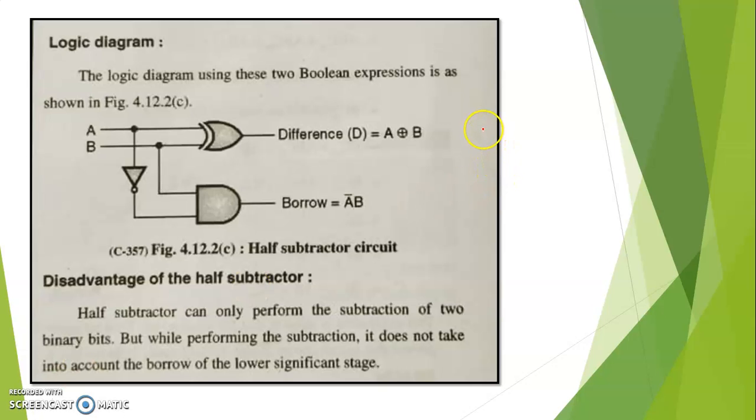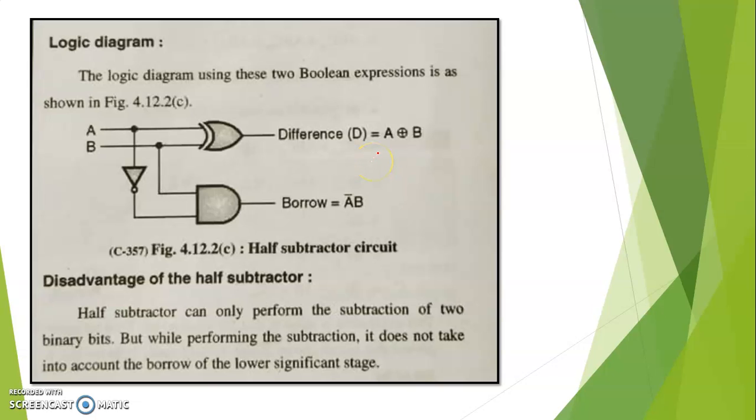Next is your logic diagram. In the logic diagram, you can see the difference and borrow. So the difference is A exclusive OR B and borrow is A bar B. A half subtractor means you have to do the subtraction, just as a half adder means addition. So what are the disadvantages of the half subtractor?